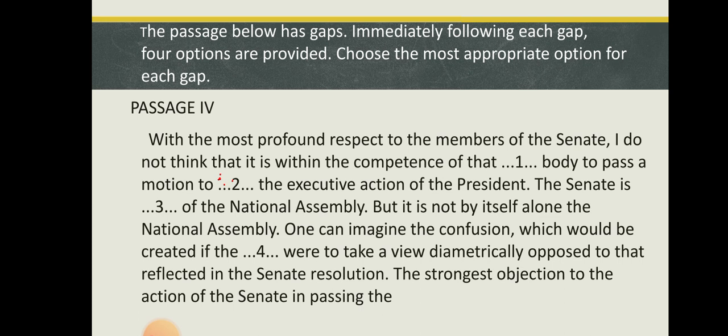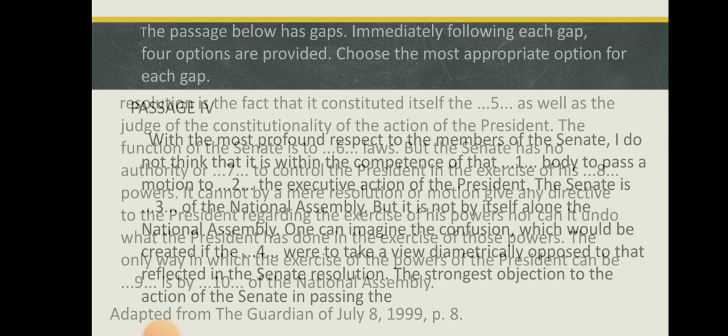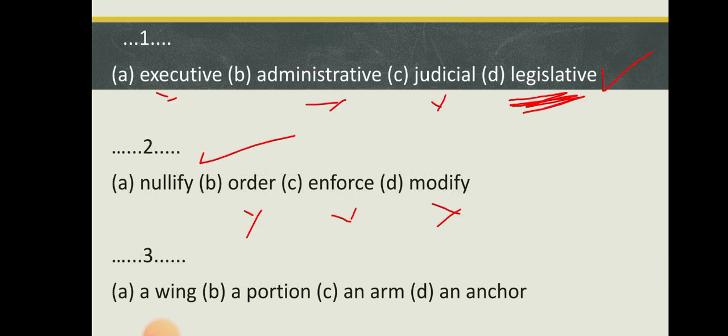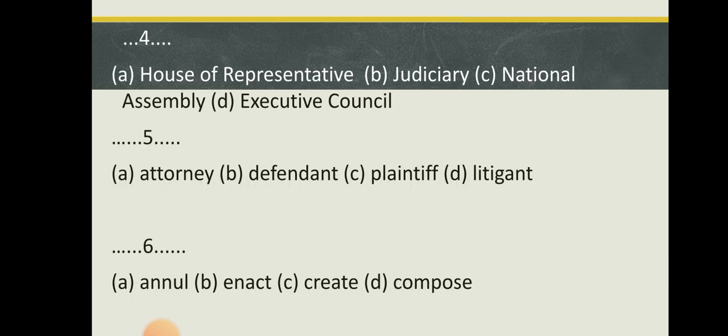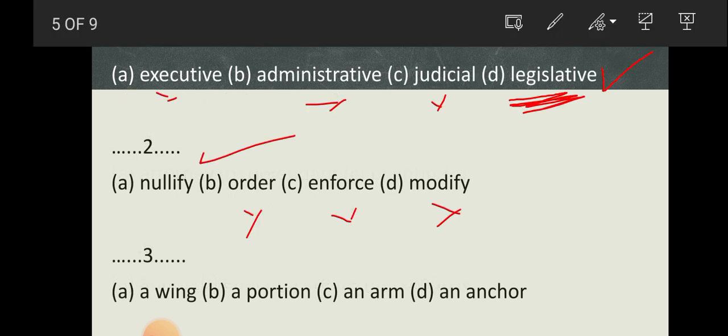Right, now let's go to the next one, question number 3. It says, the Senate is dash of the assembly. This question is too cheap. Even without looking at the options, that's why I say government students will relate very well. They will understand me very well. Even without looking at the options, you find out that an anchor is wrong, an arm more likely, portion wrong, wig wrong. In absence of this, we'll go with arm.